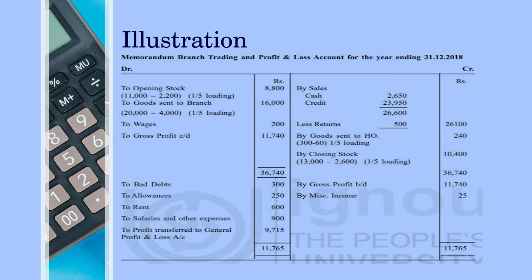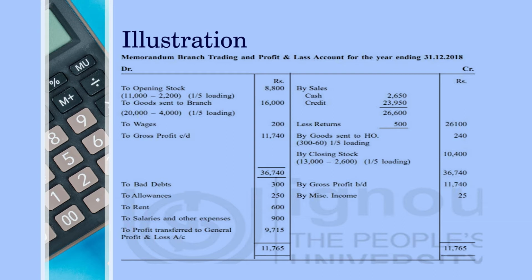Then, to goods sent to branch. It is given in the question as 20,000. Kindly check it. Yes, goods sent to branch 20,000. The loading amount is included in this, and the loading is 1/5. So 1/5 of 20,000 is 4,000, and therefore the net amount is 16,000: 20,000 minus 4,000, 16,000. Then, to wages 200. It might be given in the question, so let's check it. Wages.